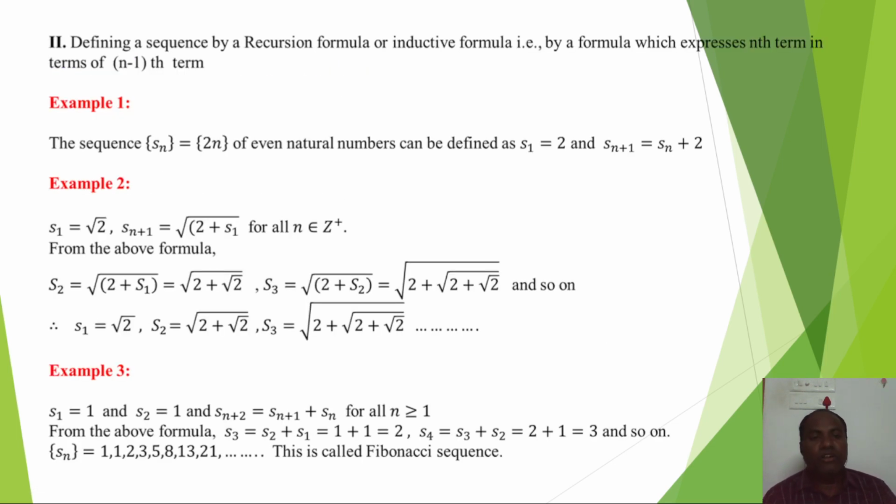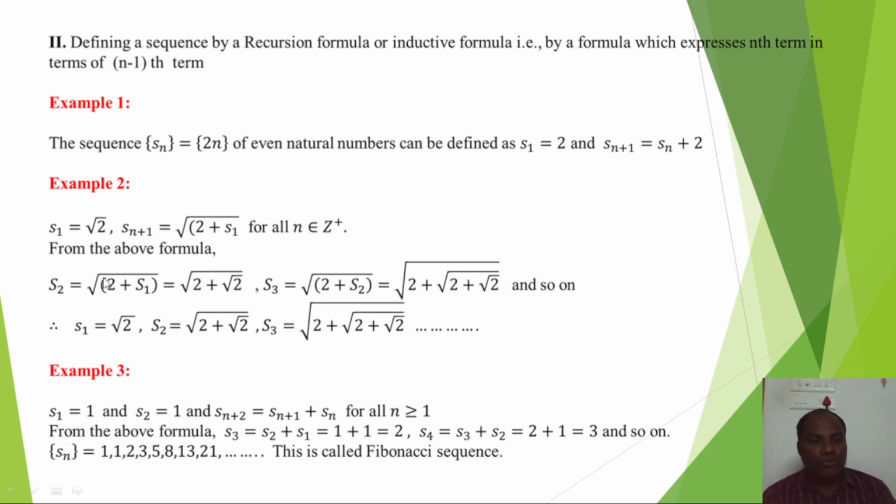We also define a sequence by a recursion formula or inductive formula, that is, by a formula which expresses the nth term in terms of the (n minus 1)th term. For example, the sequence Sn equals 2n of even natural numbers can be defined as S1 equals 2 and Sn plus 1 equals Sn plus 2. In example 2, S1 equals root 2 and Sn plus 1 equals root of 2 plus Sn. Given this, we write down the next terms of the sequence.